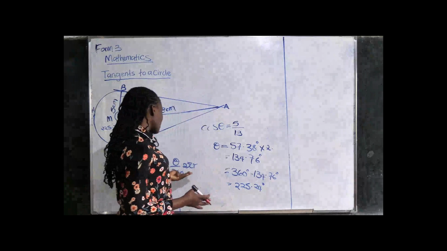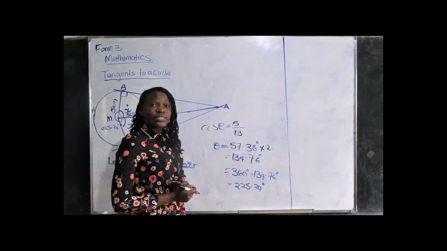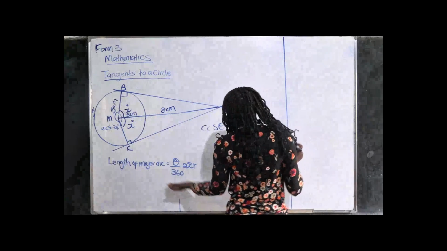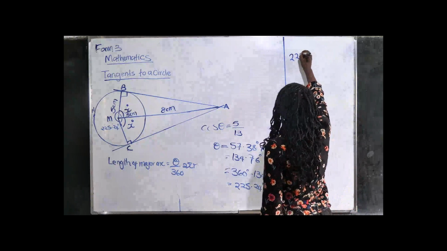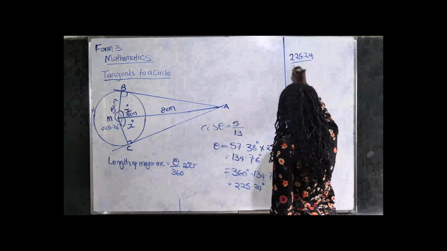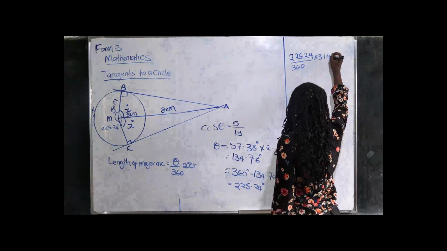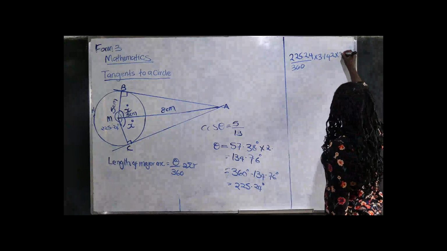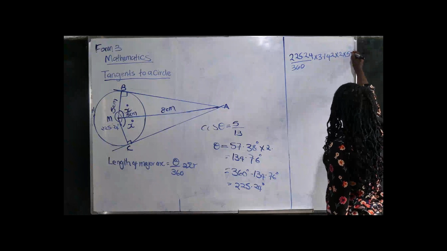Now we have the angle. We have the radius. We can now find the arc length. So using the formula for finding arc length, we are now going to say 225.24 over 360 times 3.142 times 2 times r, which is 5 centimeters.